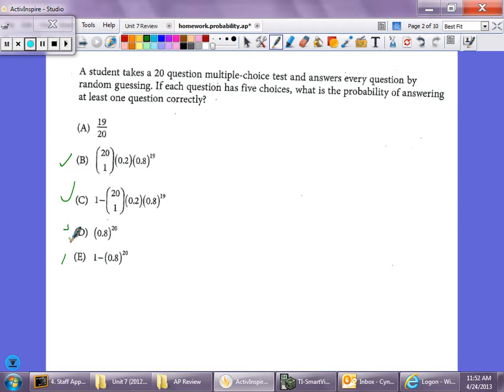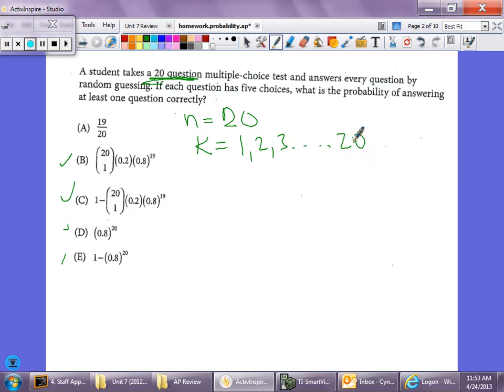And if each question has 5 choices, what is the probability of answering at least one question correctly? Okay, so at least one question correctly means one or more. So the helpful hint today that I gave you was I'm going to write out all the possibilities. N is going to be 20, 20 questions. K is going to be 1 or more. So 1, 2, 3, all the way up to 20.